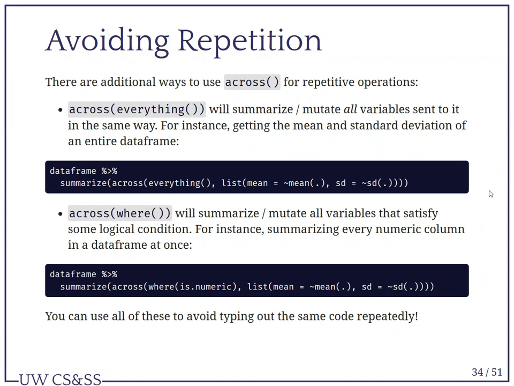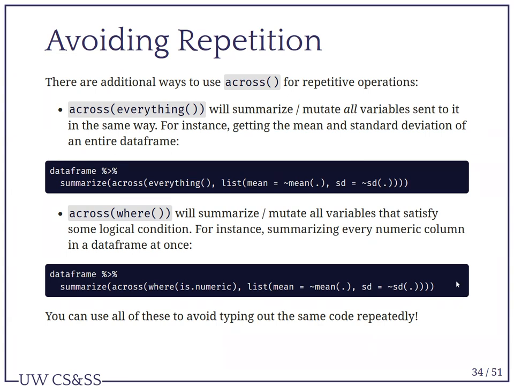You can also say across where and nest a where helper function inside of across, and it will summarize and mutate all variables that satisfy some logical condition. For instance, summarizing every numeric column in a data frame at once. So then you don't run into the issue of what if there's a character vector or a character column here? You could summarize across where is dot numeric, and then run your mean and standard deviations that way.